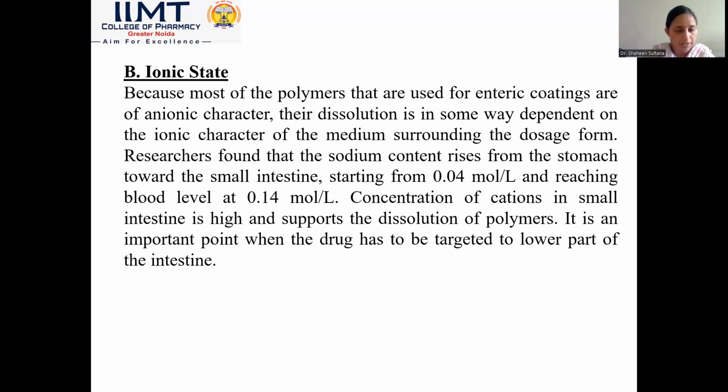Now, ionic state. Some of the polymers used for enteric coating have a negative charge, meaning they are anionic in character. So their dissolution depends upon the ionic character of the medium. Whether the medium is alkaline or acidic will govern the dissolution of the polymer. Researchers found that sodium content is low in the stomach and towards the intestine it increases. So the concentration of these cations plays a very important role in dissolution of the polymer, because in the intestine these cations are high. So when your formulation is coated with an anionic polymer, the cations will support the dissolution of the polymer.